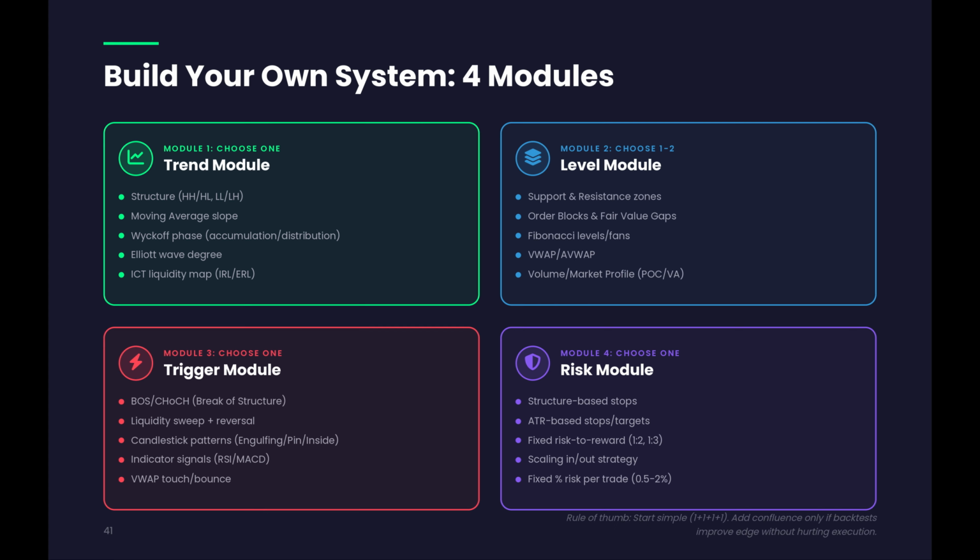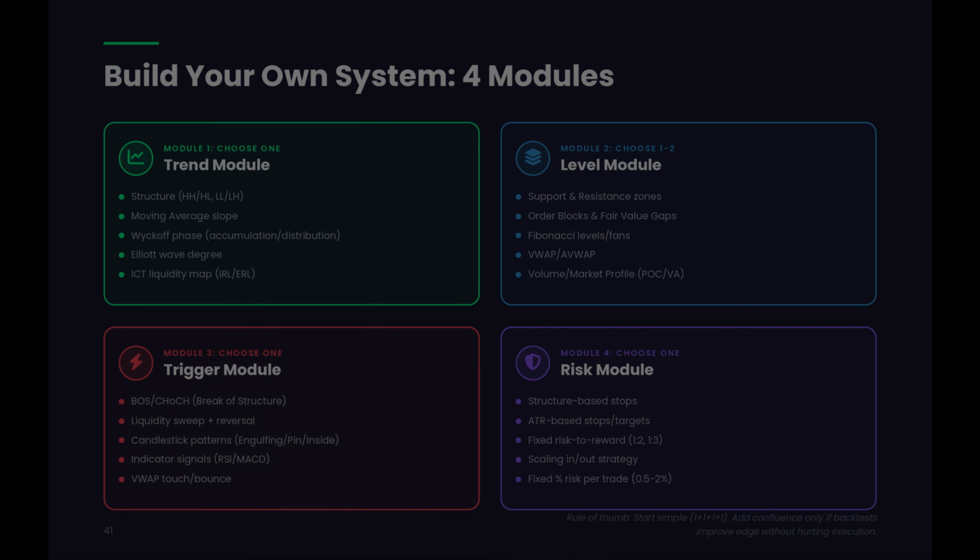This modular framework transforms system building from an overwhelming mess into a systematic process. You're not trying to master everything at once. You're selecting one clear option from each category, testing that specific combination, and iterating based on data. That's how professionals build their systems, methodically, modularly, with constant feedback from results. Build your system one module at a time. Test it thoroughly and let the data guide your refinements.